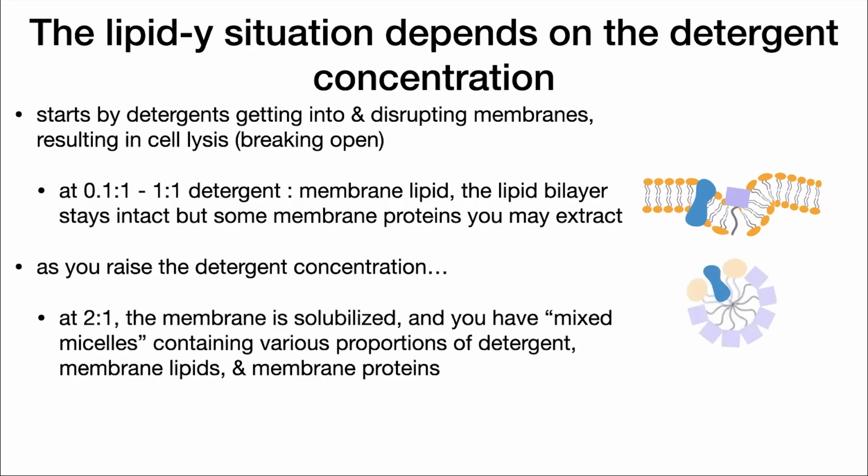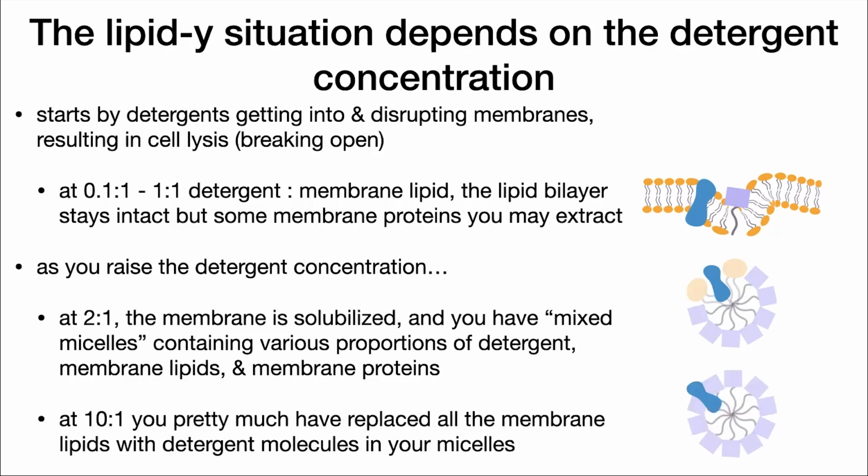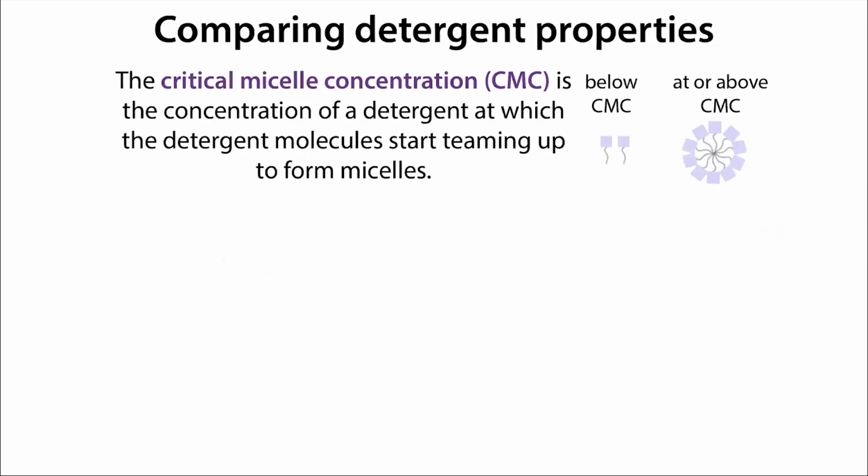As you raise the detergent concentration, the membrane gets solubilized and you have mixed micelles, which are going to contain various proportions of detergents, membrane lipids, and membrane proteins. So you're going to have a mixture of all sorts of different micelles, with a mixture of all sorts of different molecules. But if you go all the way up to like a 10 to 1 ratio of detergent to lipids, you're pretty much going to have replaced all of those membrane lipids with detergent molecules in your micelles. And now you have these nice solubilized membrane proteins.